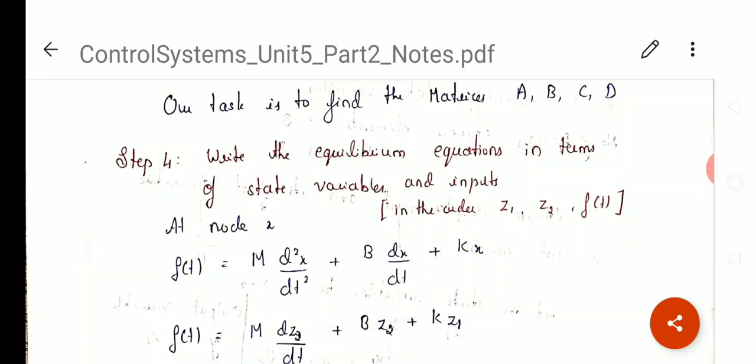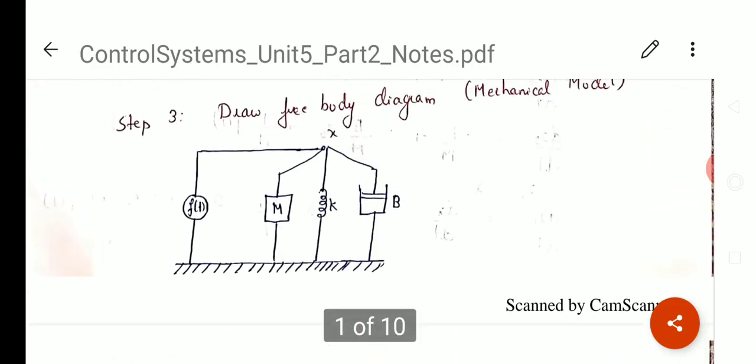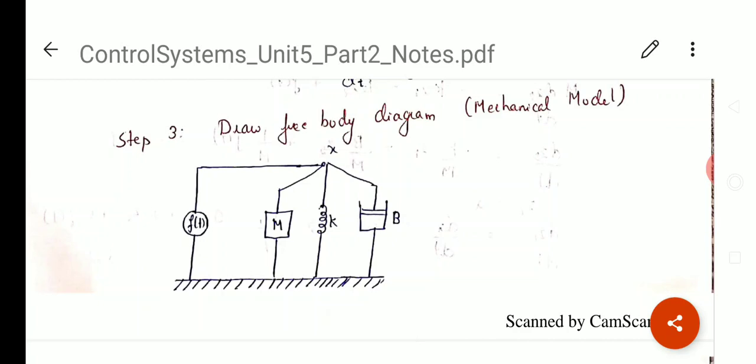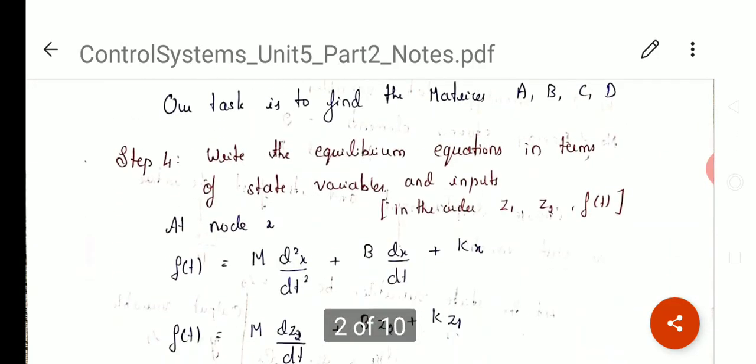Now there is only one node, so you'll get only one equilibrium equation at the node x. For each node you get one equilibrium equation. So if you go back to this, the x node is associated with three elements m, b and k, and the input f of t. For m, the force exerted by mass m is m d square x by dt square. For k it is k into displacement, that is k into x, and for b it is b into dx by dt. Now the same thing is written here.